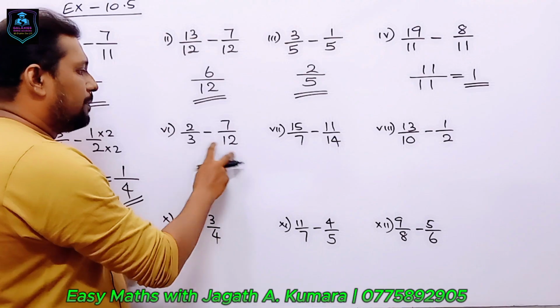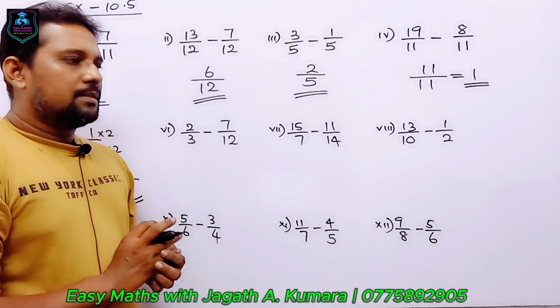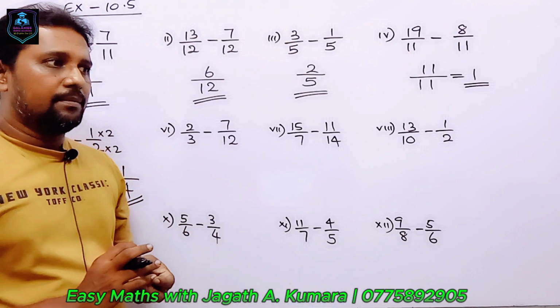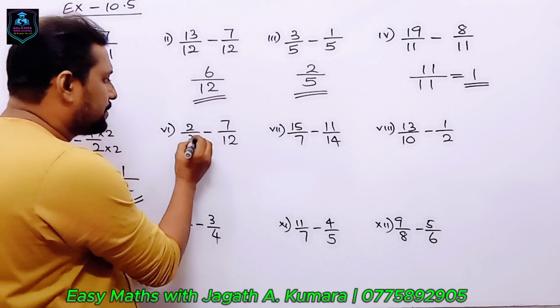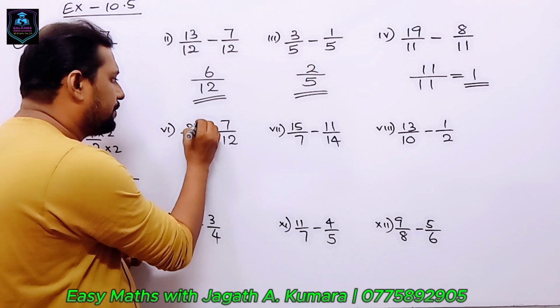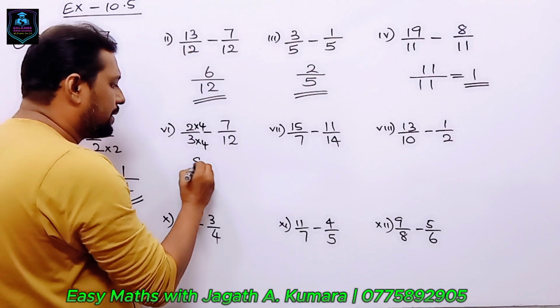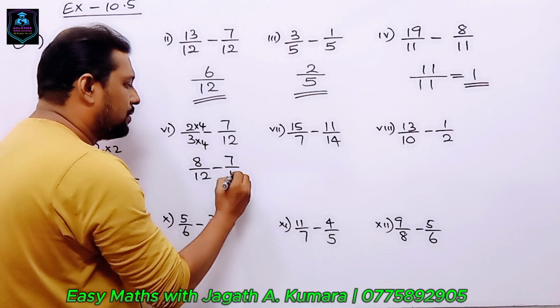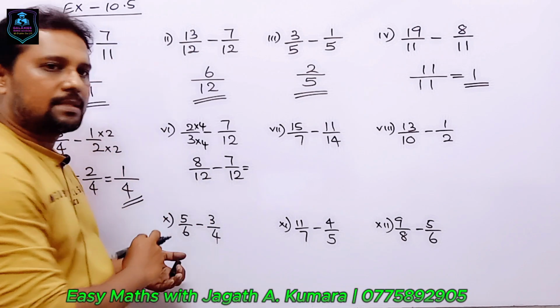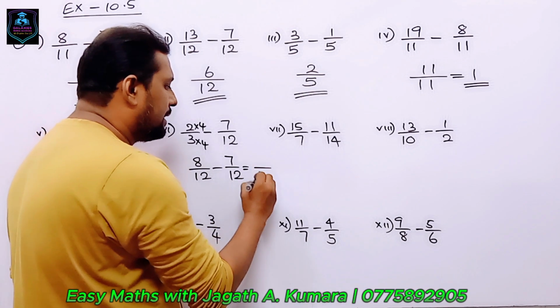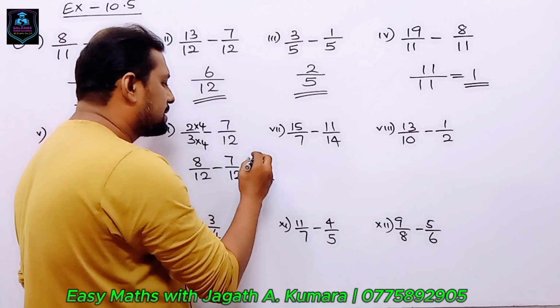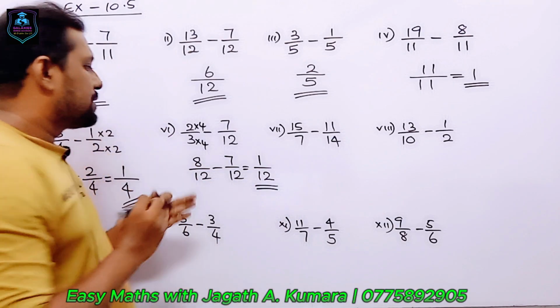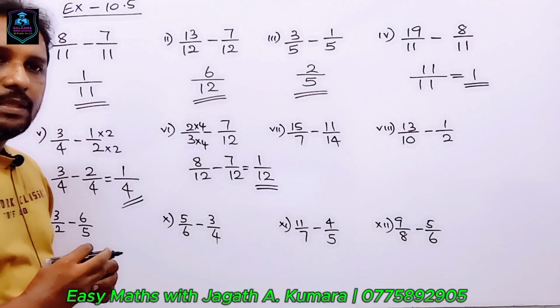Then these two denominators are also unequal. So find the LCM. LCM is 12. So the first fraction, multiply by 4. 2 times 4, 8. 3 times 4, 12. Minus 7 over 12. Now denominators are equal. So the answer denominator is 12. 8 minus 7, 1. So the sixth part answer is 1 over 12.